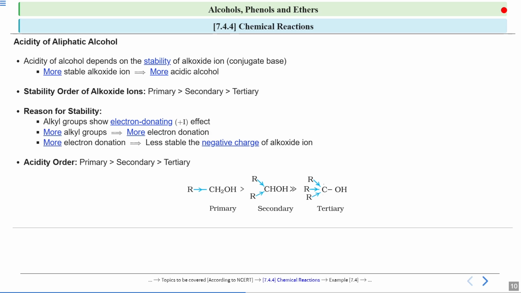Now let us understand. Let's see, this is a primary alcohol. This carbon is connected to one alkyl group. Now, what will happen? These alkyl groups are electron donating groups. Since they are electron donating groups, they will increase the electron density on your oxygen. Because this carbon is connected to alkyl groups, and these are donating groups, the electron density on this oxygen will increase.